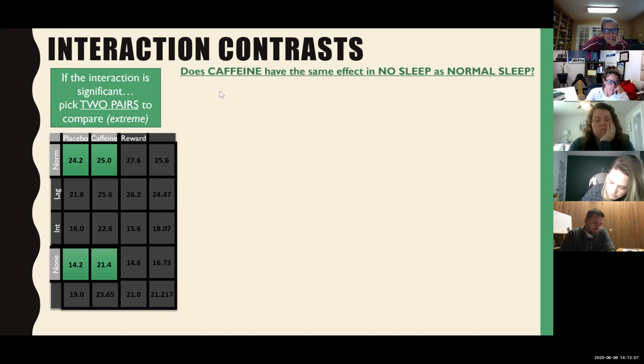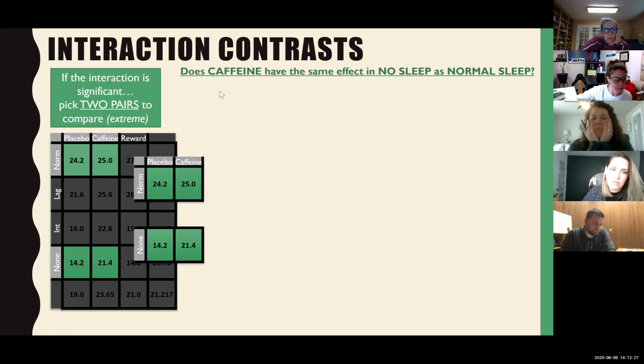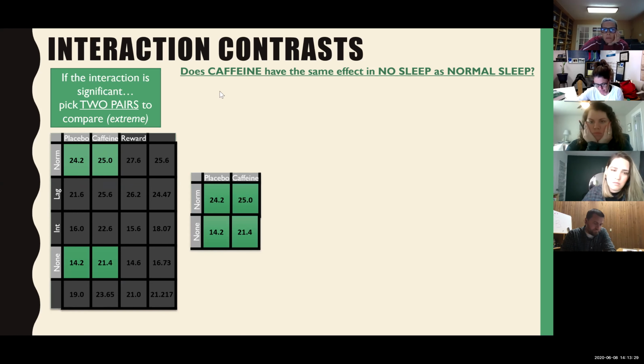So I'm going to zero in on that part of my table. Notice how I grayed out the rest. I'm going to look at the 2 columns for placebo and caffeine and the 2 rows for normal and no sleep. You've got to go down to 2 levels of each factor. Now, if I take those 4 numbers out, I can make a smaller 2 by 2 table. And this is what we're going to focus on for the interaction contrast.